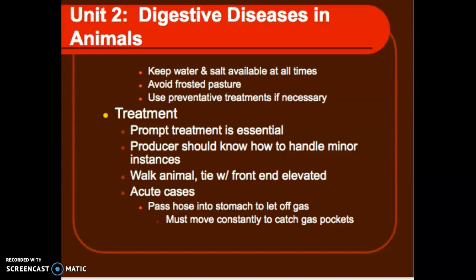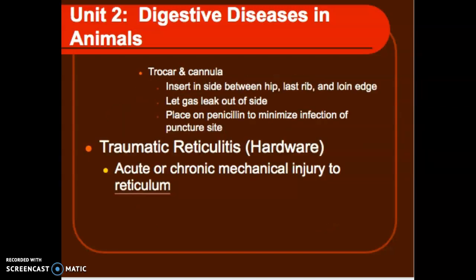Treatment here: prompt treatment is really essential. You've got to know what you're doing. First and foremost, keep the animal elevated. Keep them walking, tie with their front end up high. That keeps some of the pressure going, and that simple walking will help get the gut moving a little bit and help that gas get expelled. In acute cases, you can take basically a garden hose and pass it down into the stomach to try and let the gas off. You've got to get those gas pockets out of there. That's one way to go about it. And you've got to know what you're doing there, because you can't put the hose in the lungs.